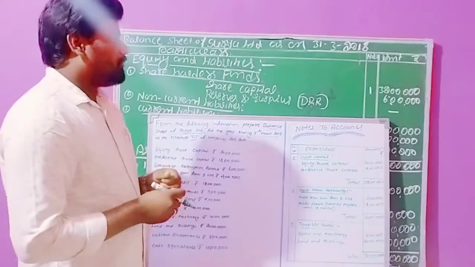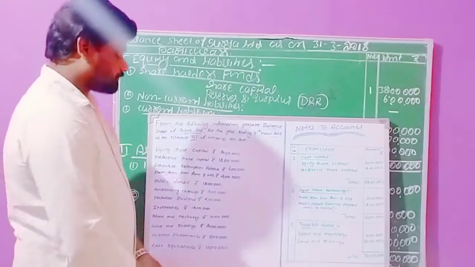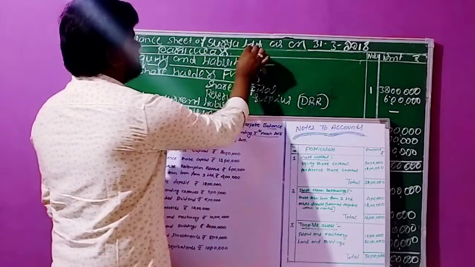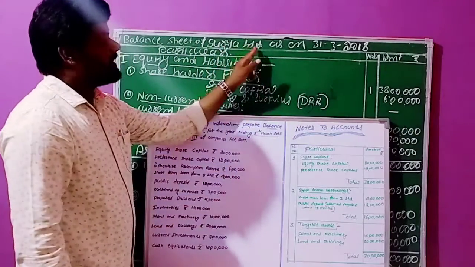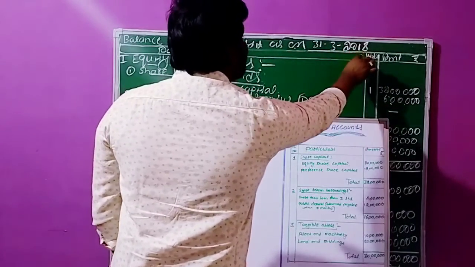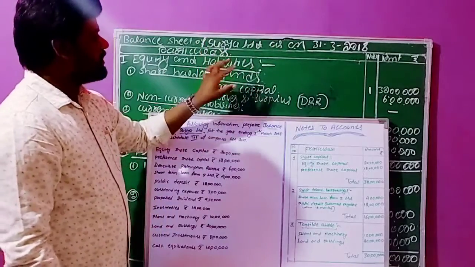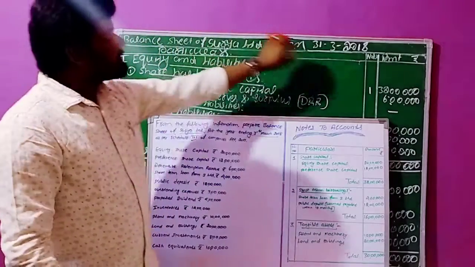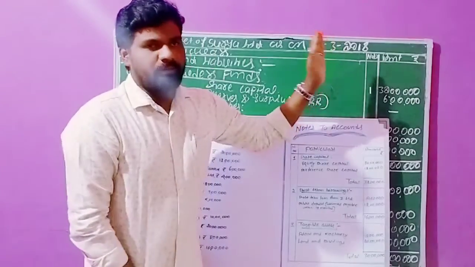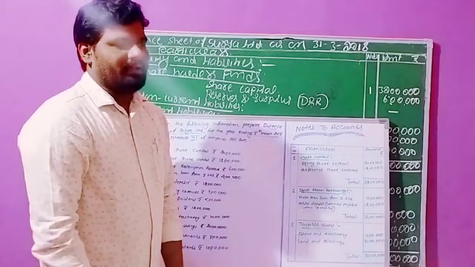For the preparation of the balance sheet, first we will take the name of the account, the headline. The headline is the balance sheet of Surya Limited. We are preparing the Surya company balance sheet, right? That's why we need to write Surya Limited as on 31st March 2018. On this date, we need to prepare this balance sheet. Below that, we have to take three columns: the first column for particulars, the second column for notes, and the third column for amount. This is the format for the preparation of a vertical balance sheet in the financial statements of a company.